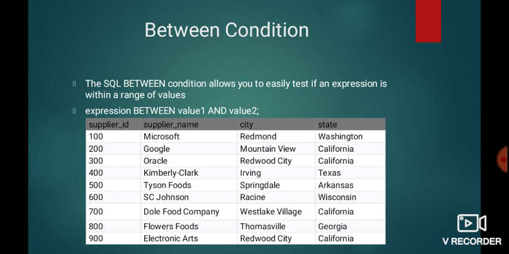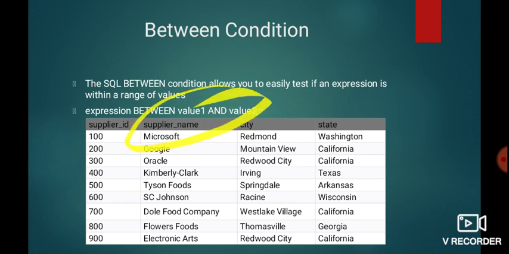Next we have the BETWEEN condition. If you want the values from a particular range to a particular range, then the BETWEEN operator is used, and both the values are inclusive. If you are writing between 1 and 3, then it will take 1, 2 and 3.